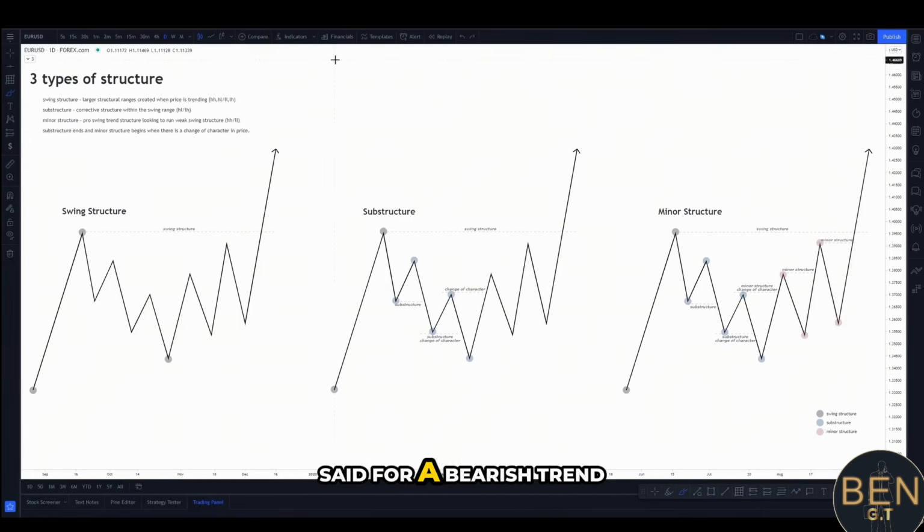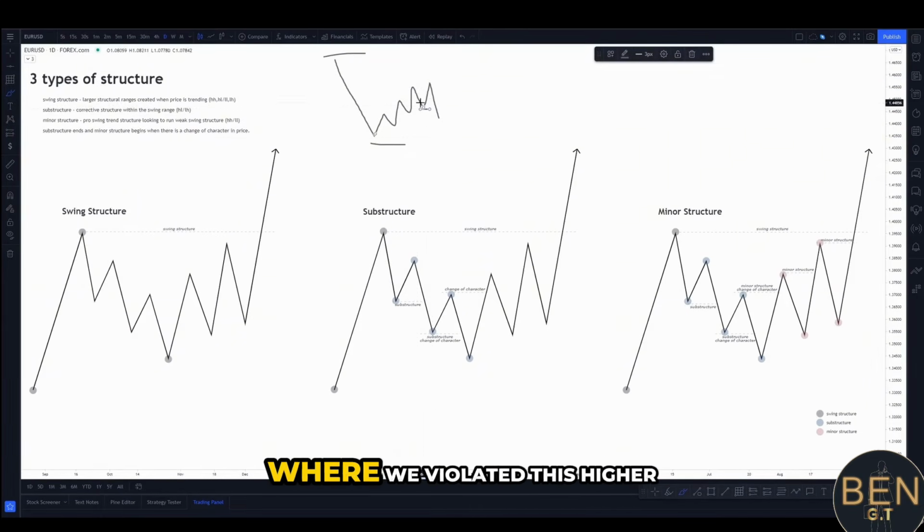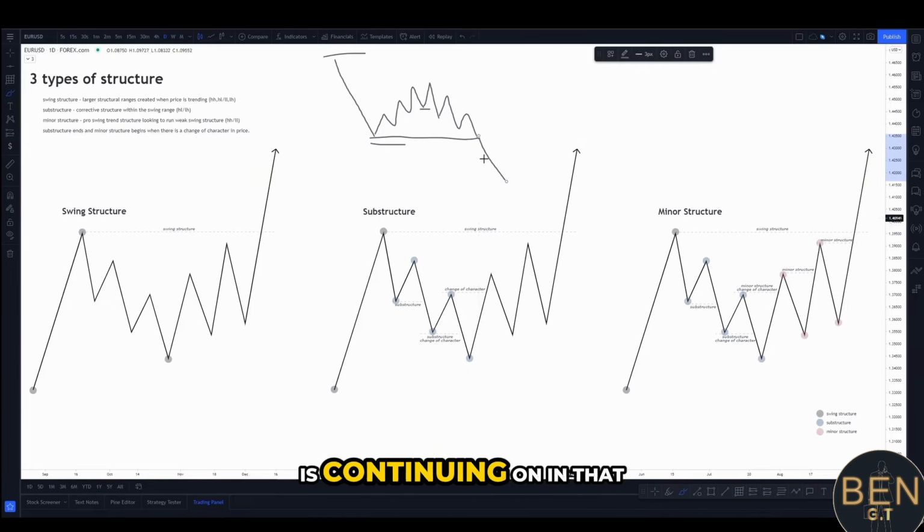And the same would be said for a bearish trend where we have an impulsive swing structure. We have our swing low, we have our swing high. Price would be making a series of higher highs and higher lows substructure. And then once we break a piece of substructure where we violated this higher low, we have now created a lower low. We're now starting to see minor structure playing out. And then once we break the lower low of the swing structure, we can see that price is continuing on in that overall bearish trend.